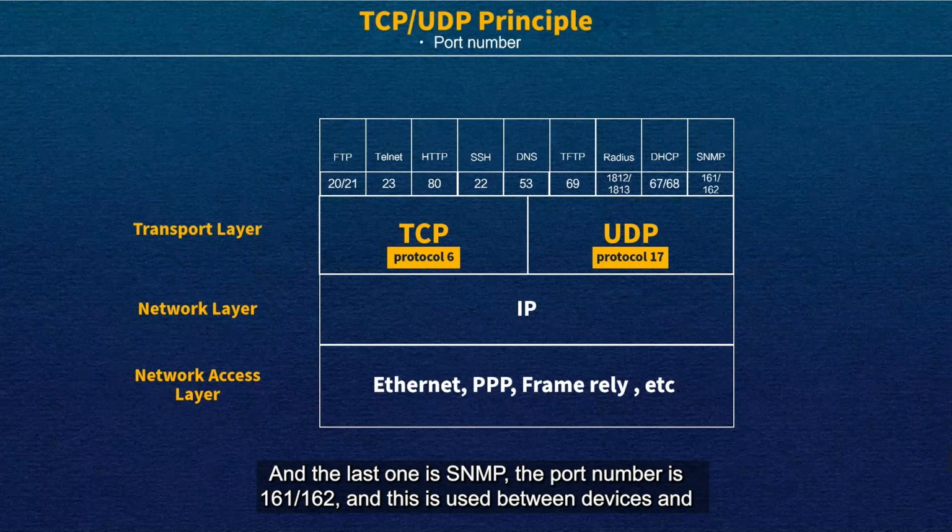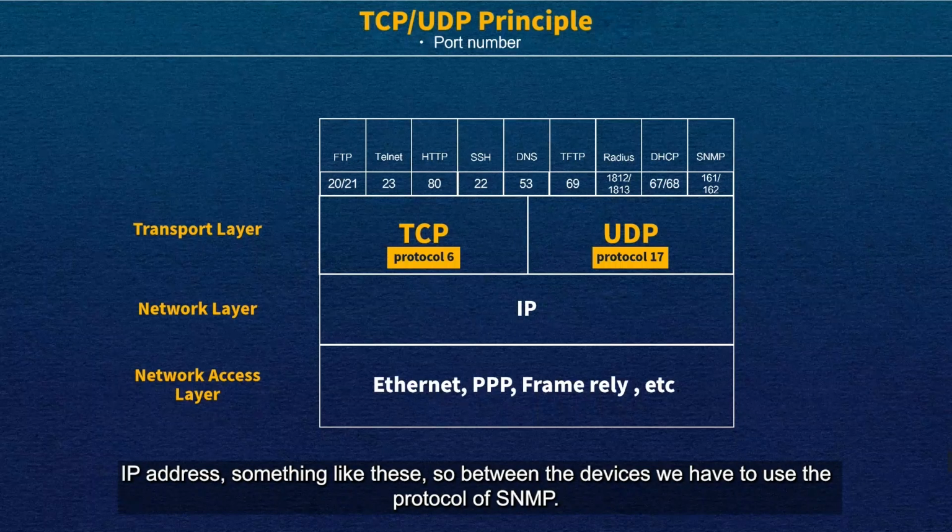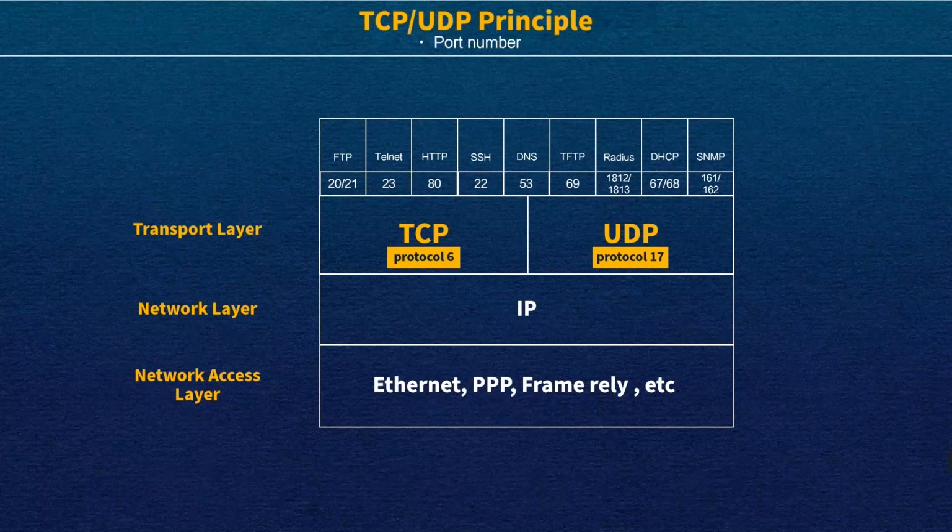And the last one is SNMP. The port numbers are 161 and 162. This is used between devices and the controller. Maybe we want to get some device parameters like the interface status or the interface IP address. So between the devices, we have to use the SNMP protocol.